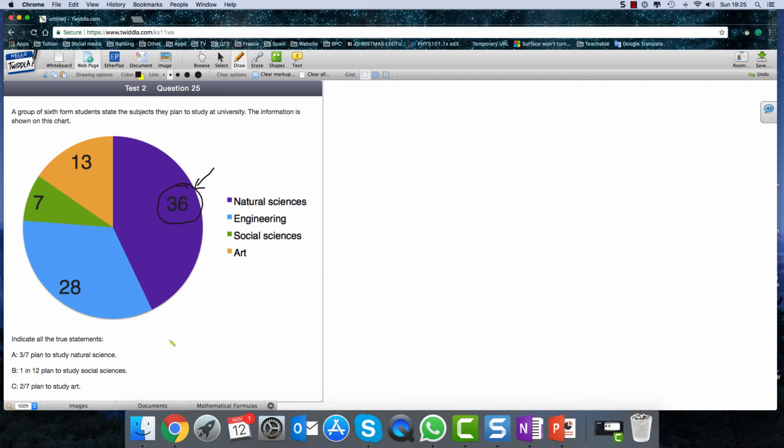When you look at the three statements, they're all forms of a proportion. 3/7 is a proportion, 1 in 12 is a proportion, 2/7 is a proportion, a percentage is a proportion. You can write a proportion as a decimal as well, and the fractions, decimals, percentages, they come up everywhere in your QTS.